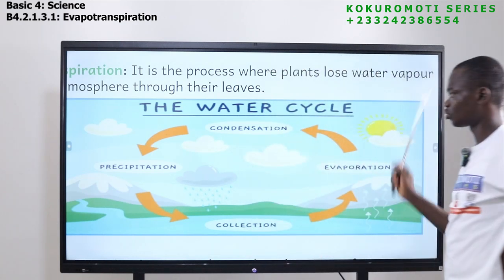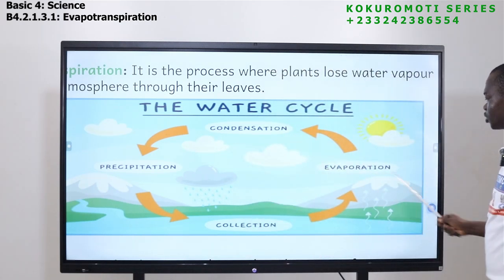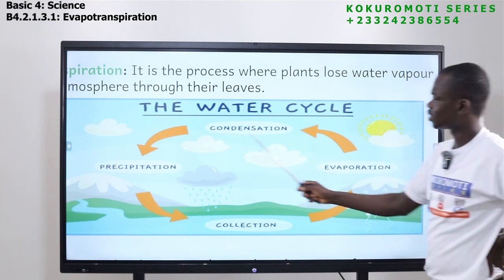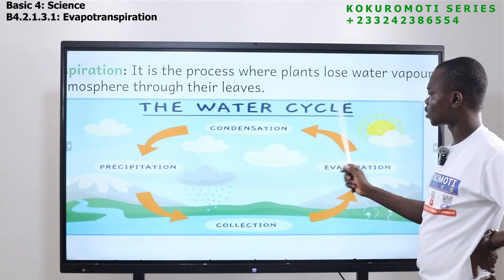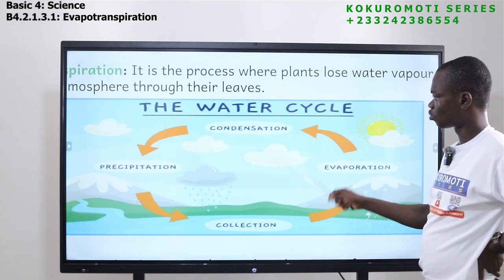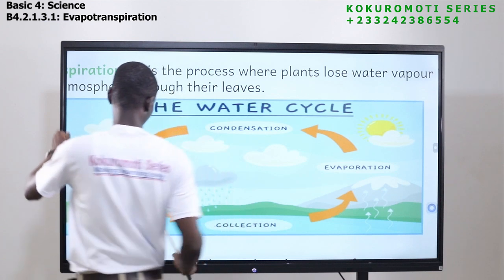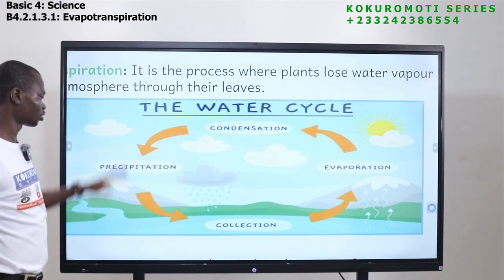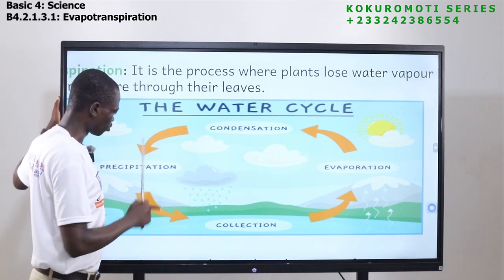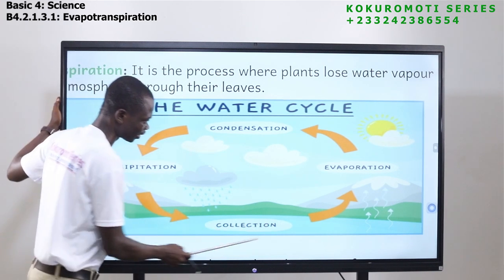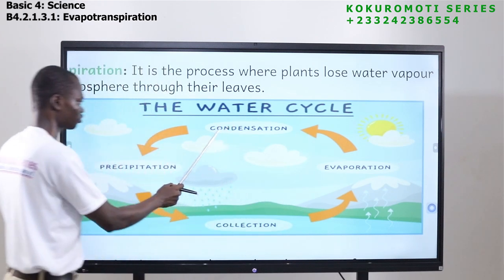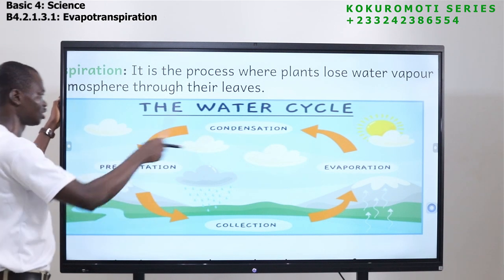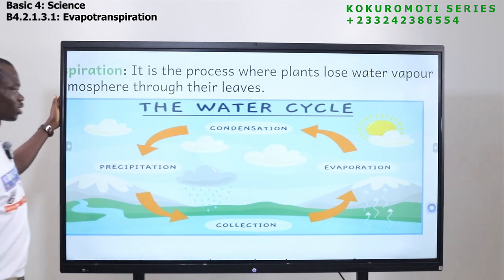Now let's look at the processes in the water cycle. In the water cycle, we have evaporation, that is the vapor from water. Have you seen it? We have condensation, that is where water vapor turns into water. And then we have precipitation, which is when water or rain is falling. When it falls, it fills water bodies, and then the water bodies will evaporate again, come to the atmosphere, change from water vapor to water, and then it falls like this. So this process is what we call the water cycle.